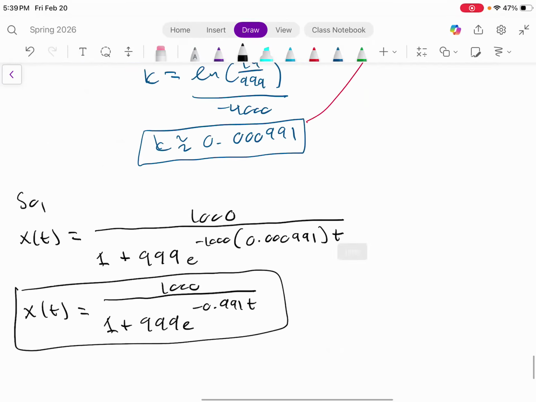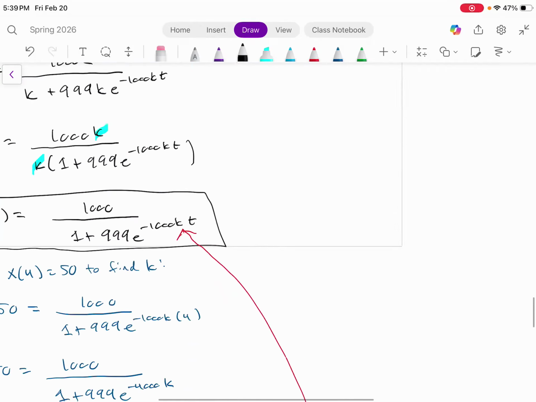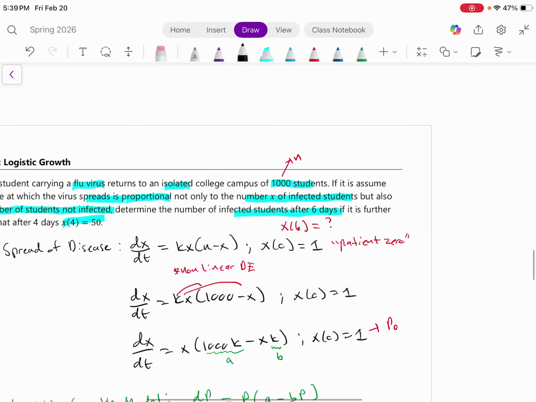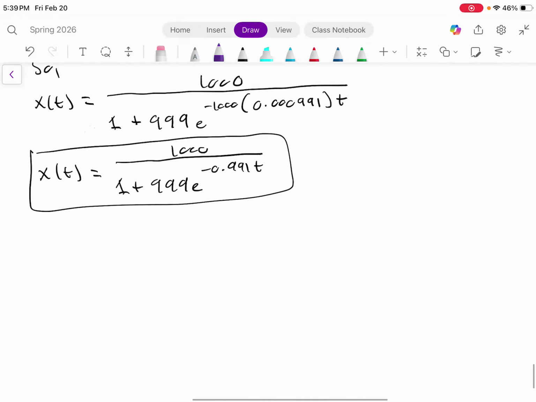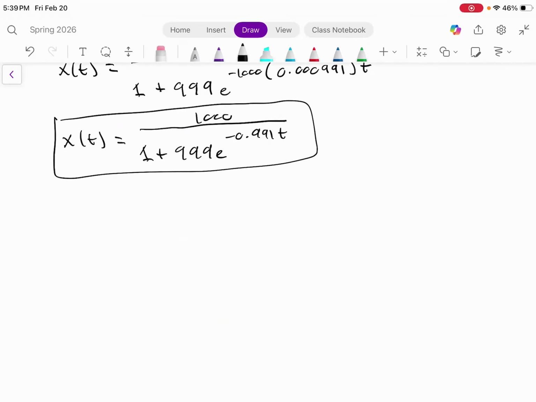So what's the original question again? We've done a lot in this problem, but what's the original question? The original question is after 6 days, how many students are infected? That's the original question. So we have our solution. So finally, we are going to figure out how many students are infected after 6 days by just plugging in 6 into the solution we just found.